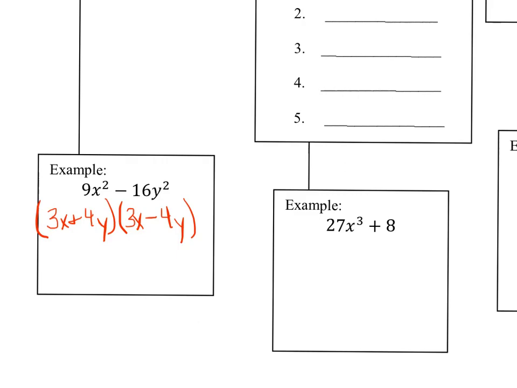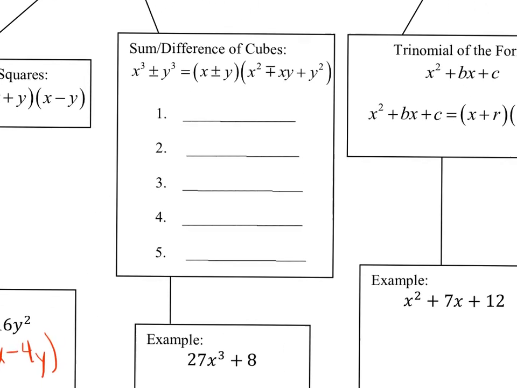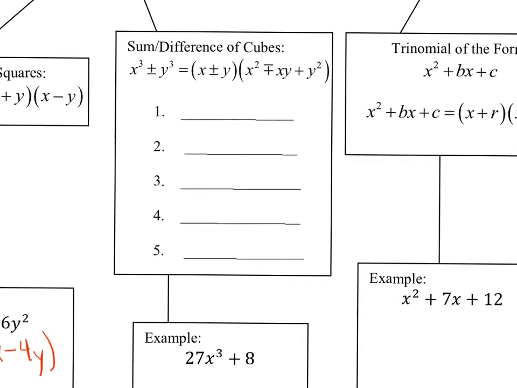Now the harder case is the sum or difference of cubes. We still only have 2 terms, but in this case it does not matter whether you have addition or subtraction. It works for both. You have to check to make sure both terms are perfect cubes. I'm going to have 5 steps that we're going to take in order to factor the sum or difference of cubes. The first one is going to be take the cube.